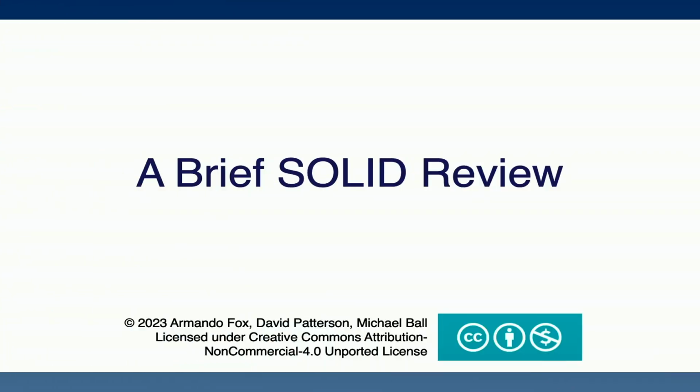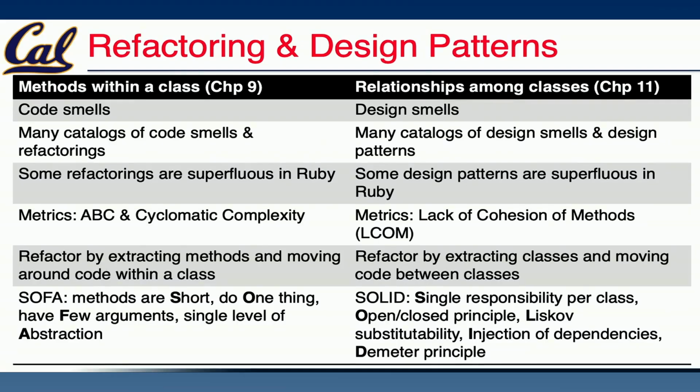Not going to run through all of this because it is brief, but a reminder that what we're really trying to do is talk about refactoring code and design patterns and think about adapting our application. So module 9, or chapter 9, is all about method level refactoring, individual smaller pieces of code.